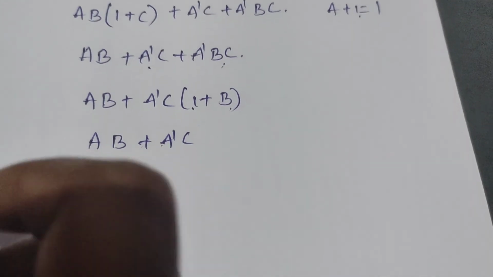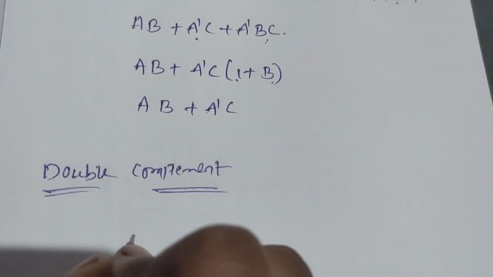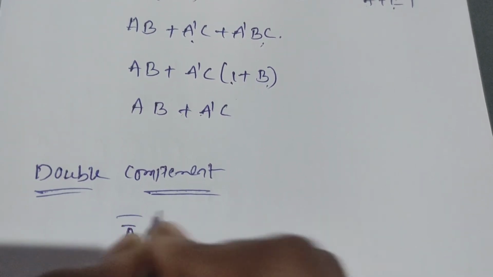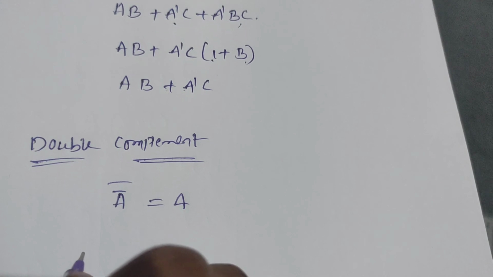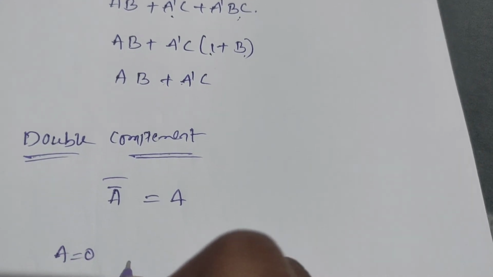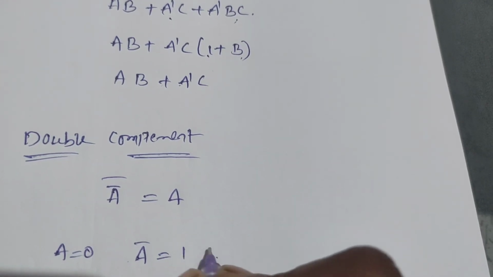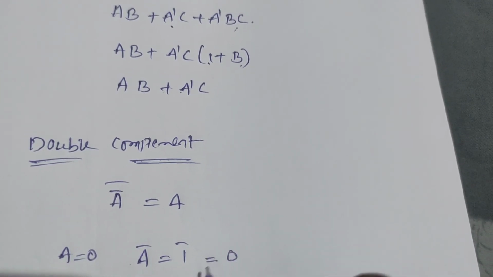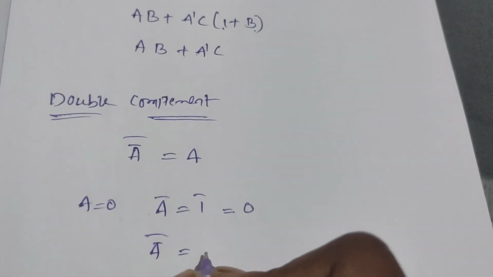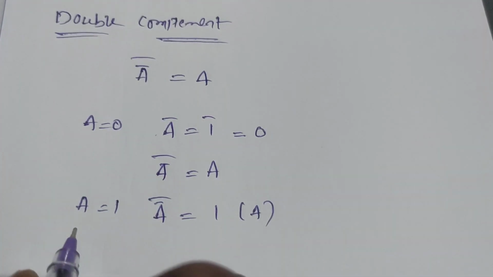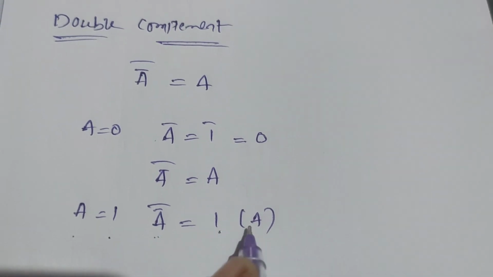And the last is double complement. Double complement of any number gives the original number. So if we take A as 0, A complement is 1. Complementing it again gives 0. So that is, double complement of an element gives the same element. If A is equal to 1, double complement of A is 1 only, that is A.